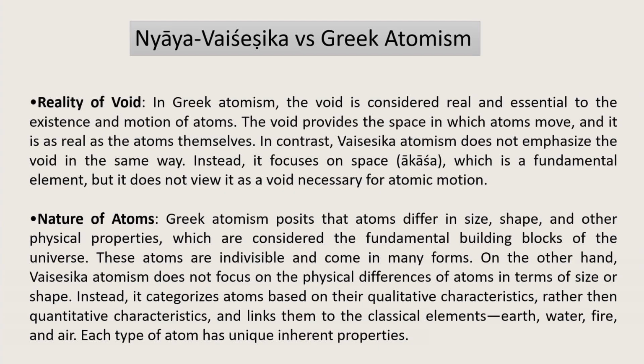Greek atomism posits that atoms differ in size, shape and other physical properties, and are considered the fundamental building blocks of the universe. These atoms are invisible and come in many forms. On the other hand, Vaisheshik atomism does not focus on the physical difference of atoms in terms of size or shape. Instead, it categorizes atoms based on their qualitative rather than quantitative characteristics, and links them to the classical elements earth, water, fire and air. Each type of atom has unique inherent properties.